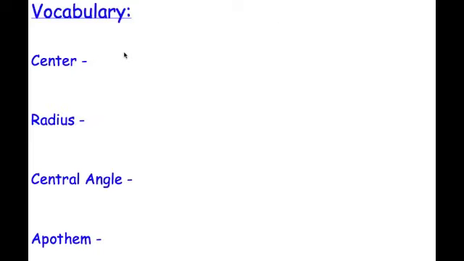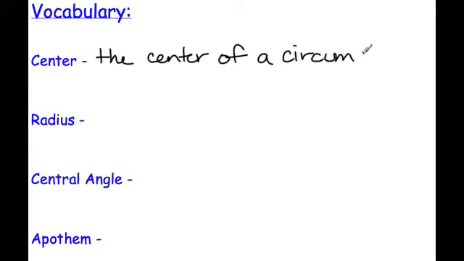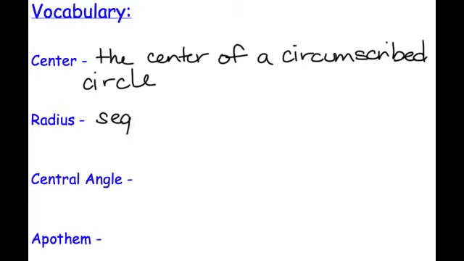All right, let's do some vocabulary. As you notice, each of those regular polygons had a center to it. The center is the center of the circumscribed circle about the regular polygon. That means the circle is outside of the regular polygon. All right, next word is radius. The radius is going to be the length of the segment from the center to a vertex of the regular polygon.